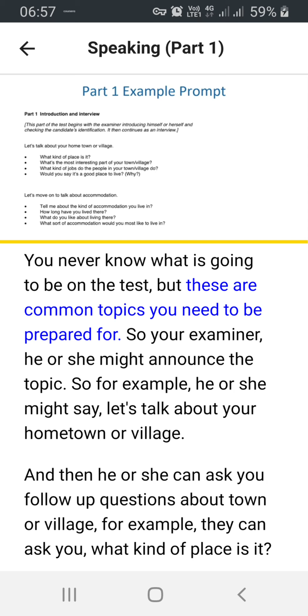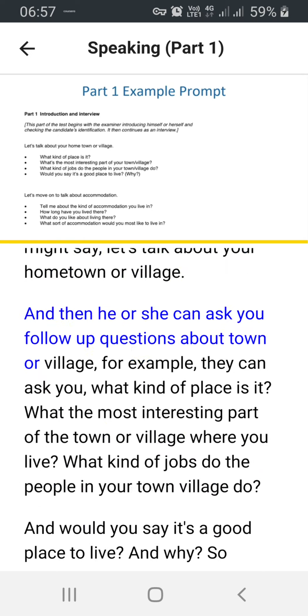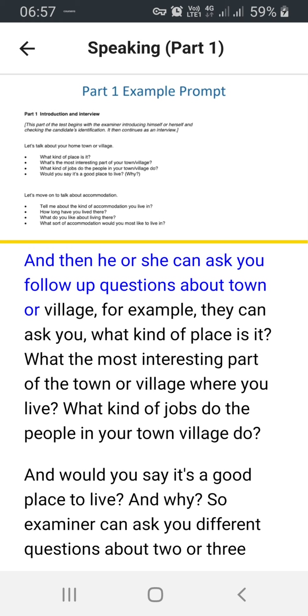Your examiner might announce a topic. For example, he or she might say, let's talk about your hometown or village. And then he or she can ask you follow-up questions about the town or village. For example, they can ask you, what kind of place is it?